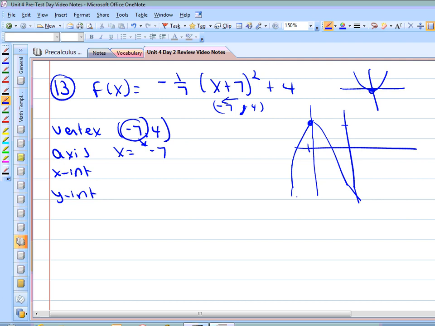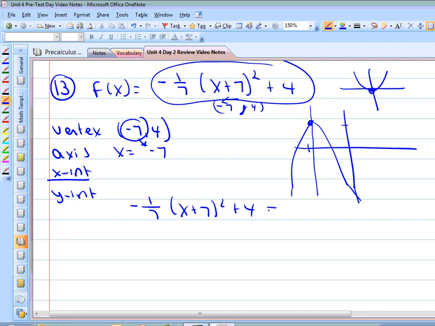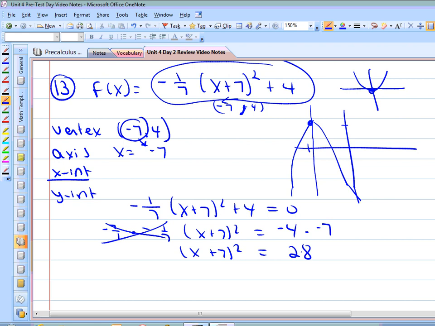So let's take a look, and first let's go ahead and finish using this problem in this form, solve for x to find our x-intercepts. So I'm going to go down here and just rewrite it to give myself a little more room. I'm going to set it equal to 0. So I'm going to move the 4 over, and I have negative 1/7 times x plus 7 squared equals negative 4. Then I'm going to multiply by the reciprocal of negative 7 over 1, or negative 7. So I'll multiply by negative 7 over here. That crosses this out, and I have x plus 7 squared equals negative times negative would be a positive 28.